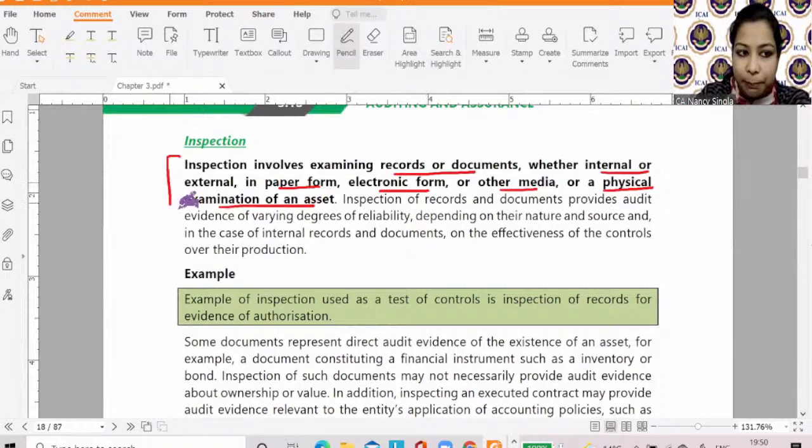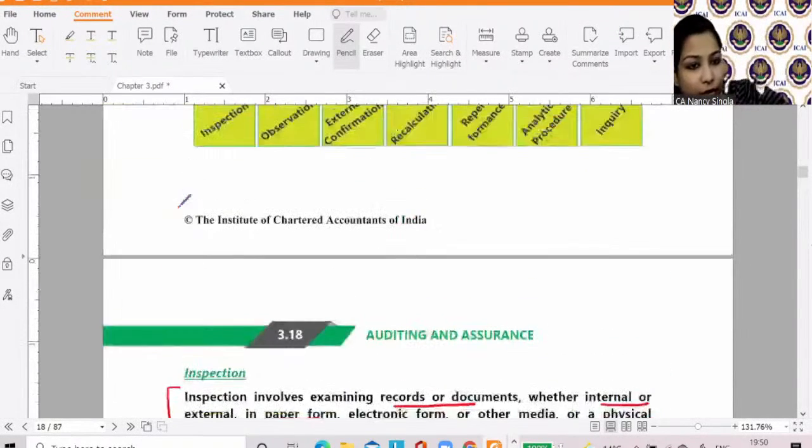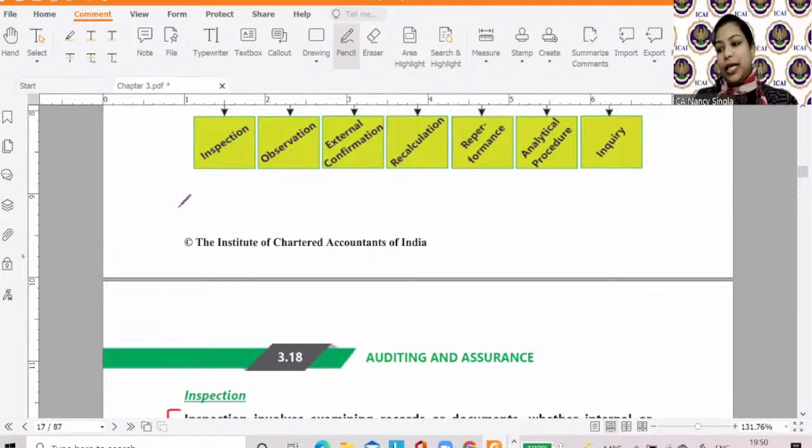ठीक है, इतना क्लियर है? Inspection, you are inspecting a document or an asset. ठीक है? When you are inspecting a document, quickly tell me, we have just done this topic, the reliability of that audit procedure inspection, when I am inspecting a document, on what factors would the reliability depend? Reliability depends upon 2 factors. What are those? Don't look at the module now. Answer. What are those? I have just discussed that in detail before the break.